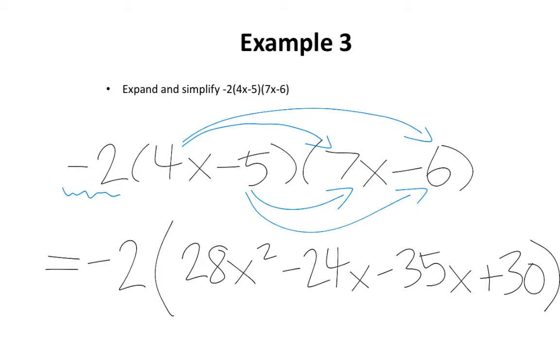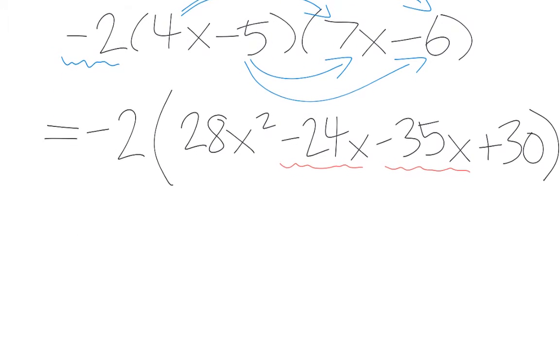Just like the previous questions, you want to simplify some of these terms. Therefore, we should collect like terms. Negative 24x and negative 35x are considered like terms because they have the same exponents and the same variables. So let's go ahead and collect those. Everything else stays the same.